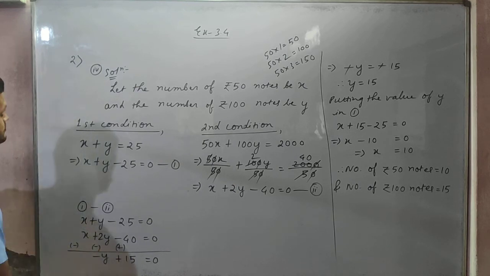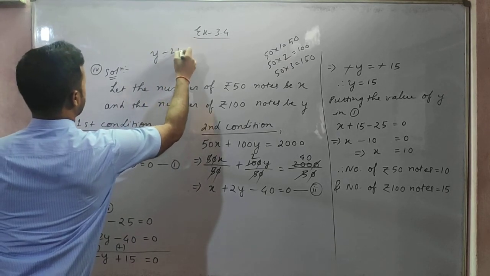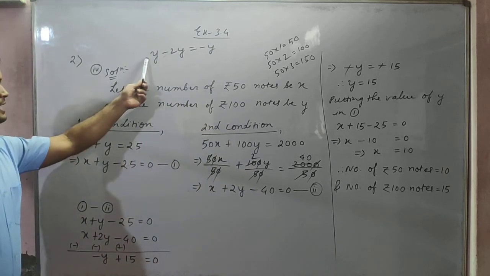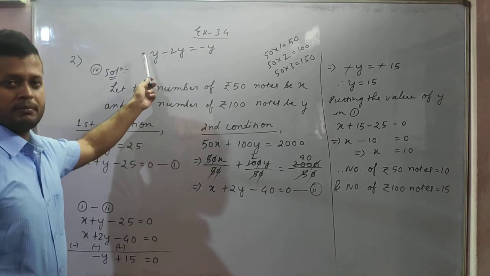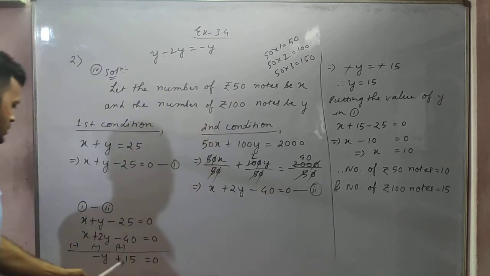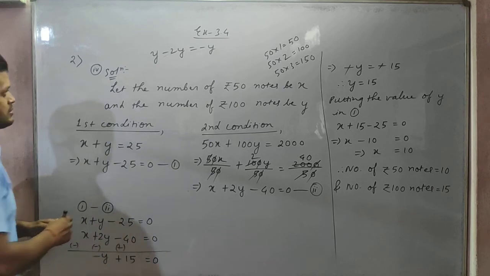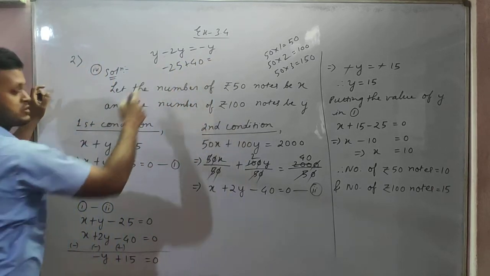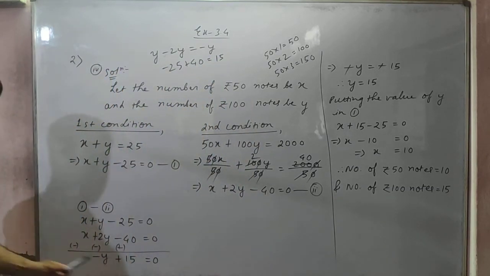1y minus 2y will become minus y, isn't it? Plus 1y minus 2y will become minus y, students, see nicely. So write here minus y. Then minus 25 plus 40, that means 40 minus 25. 40 minus 25 will become 15. So I wrote here plus 15.